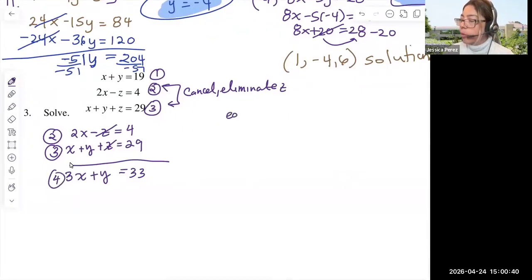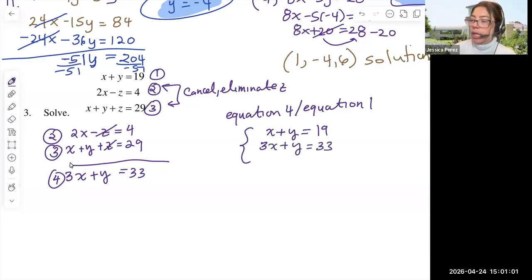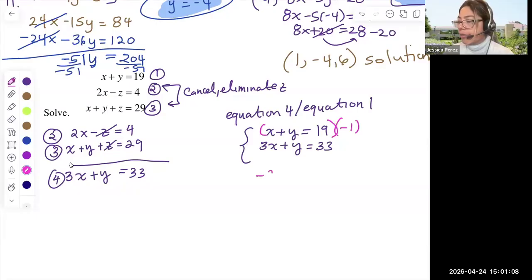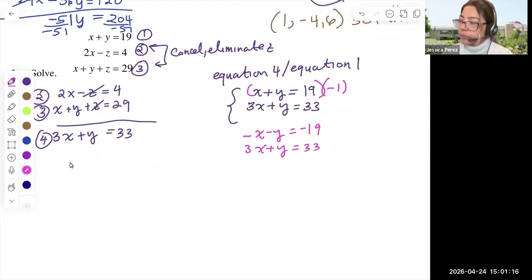Now, equation 4 and equation 1 only have variables x and y. So we're going to combine equation 1 and equation 4. So I have x plus y equal 19 and 3x plus y equal 33. I'm going to go ahead and eliminate the variable y. So if I want to cancel the y, I'm going to multiply the top by a negative 1. So I'll have negative x minus y equal negative 19. On the other side, I'll have 3x plus y equal 33.